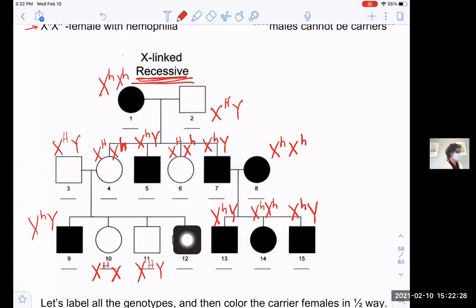Going down to these 3 individuals, oops, I forgot one female here. Do we know these 2 girls' second X for sure? Dad had to give him the big H, right? Because that's what he gave his daughters. But do we know what their second X is going to be for sure? We do not. So these 2 are question marks because they could be homozygous dominant or they could be carriers. Until they had a child that ended up having hemophilia, they wouldn't know if they were a carrier or not.